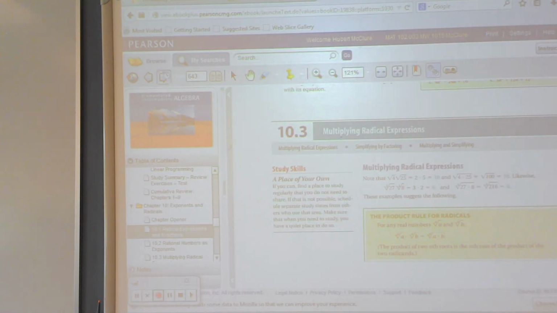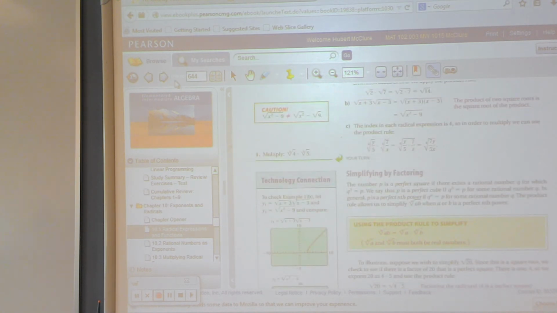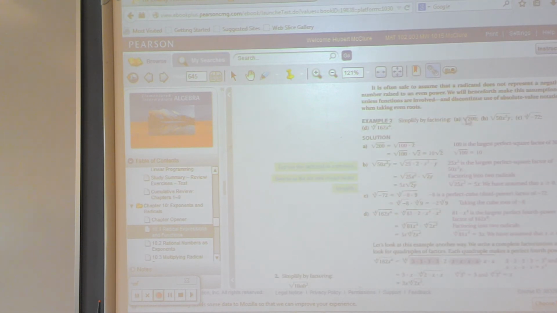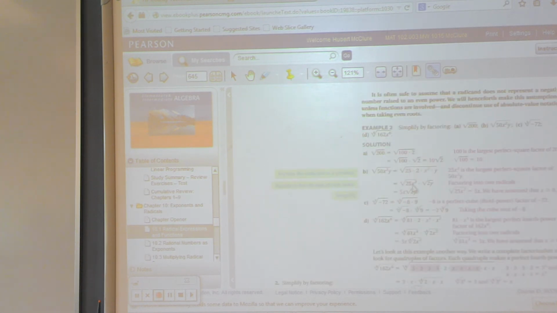Let's do a couple that they have examples. I just did one like that. All right, here's one. Here's one where you factor. I'll just make up one.